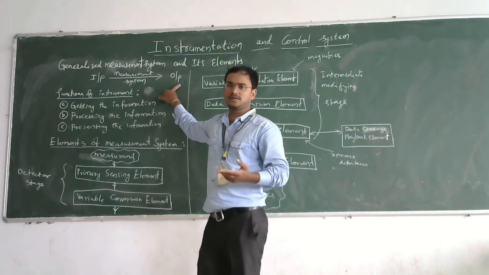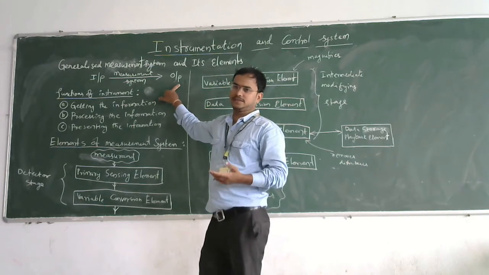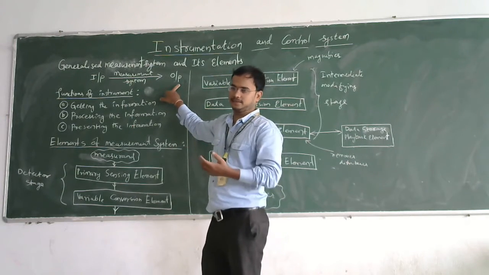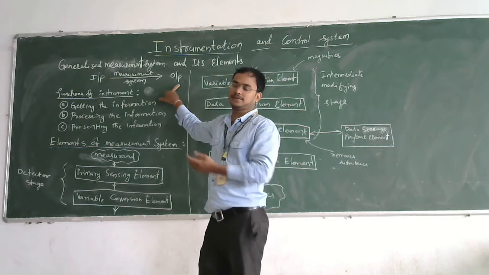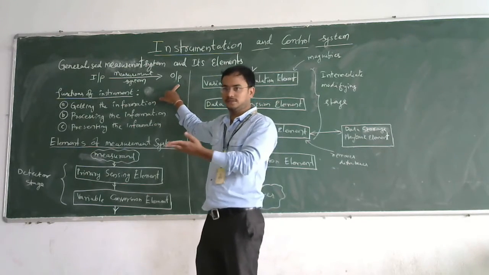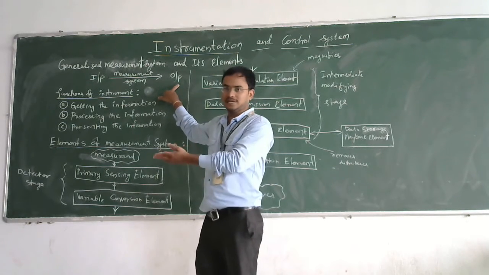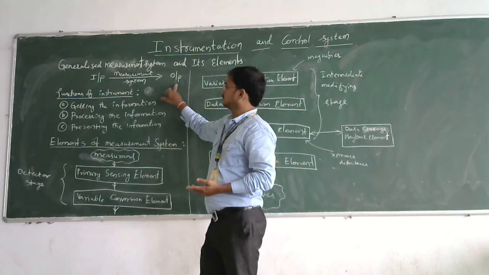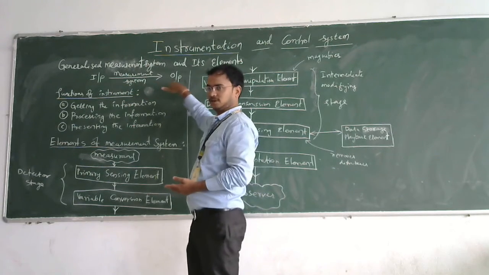It can be a numerical value. For example, if it is length, so many meters. If it is pressure, so many bar or newtons per meter square. If it is force, so many newtons. Power, so many watts, kilowatts or megawatts. So that is the main function, how it happens.